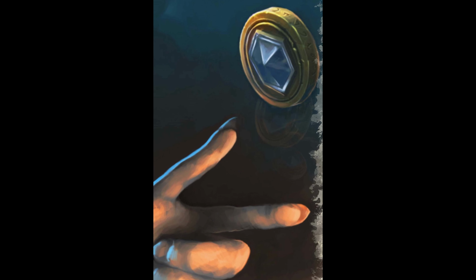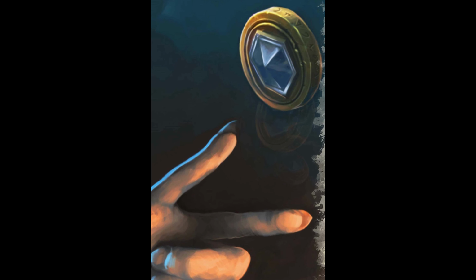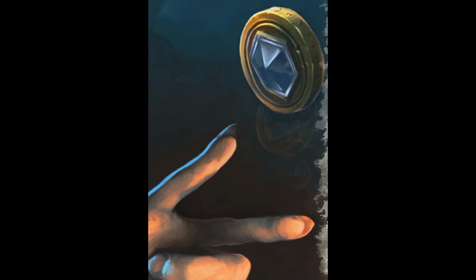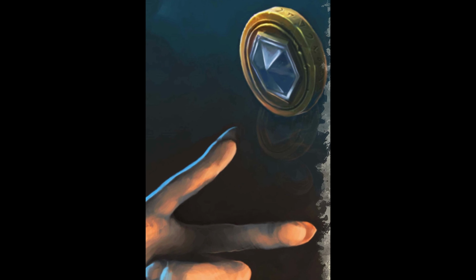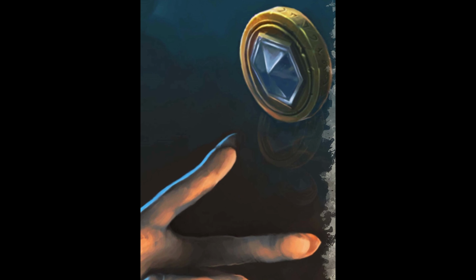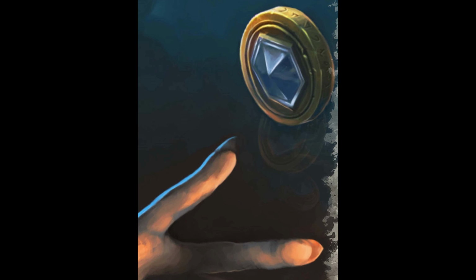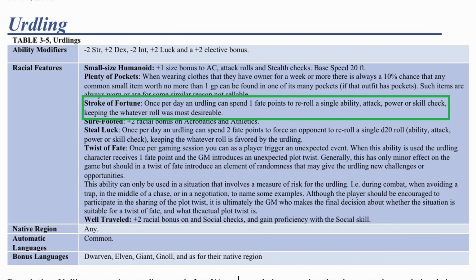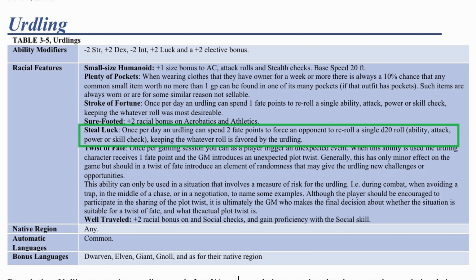As you might remember from my previous video on ability scores, having a high luck also provides a character with additional feat points. I have not delved into the mechanics of feat points. I will do that in a later video. But it is important to keep in mind when describing some of these abilities. For instance, Urdlings gain the Stroke of Fortune ability, which allows them once per day to reroll an ability check, attack roll, or power check by spending 1 fate point. Likewise, they gain the Steal Luck feature, which gives them the ability to force an opponent to reroll one of those checks by spending 2 fate points.